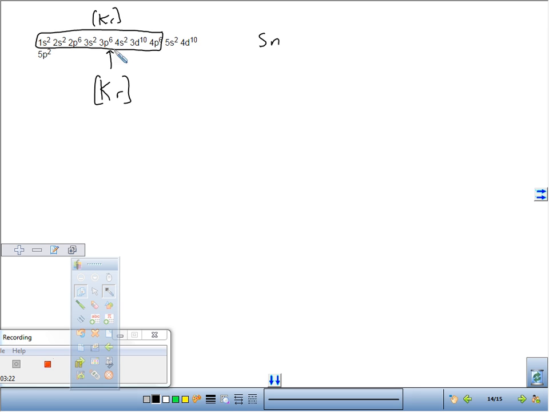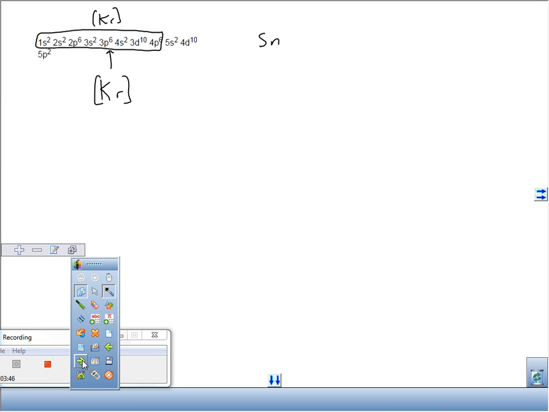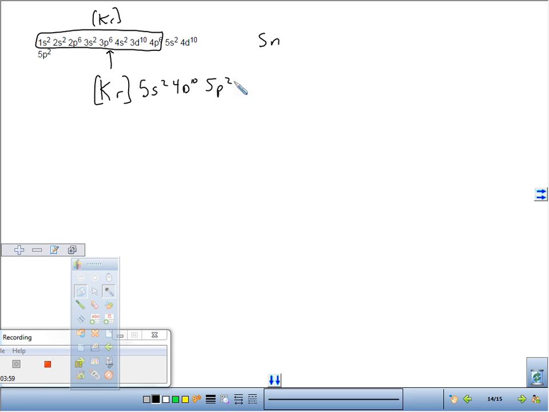Then what comes after krypton? If we go back and check, here's krypton, I then go to my 5s2, 4d10, and then 5p2 right there. So therefore, for tin, it's the krypton core, then 5s2, 4d10, and then 5p2.